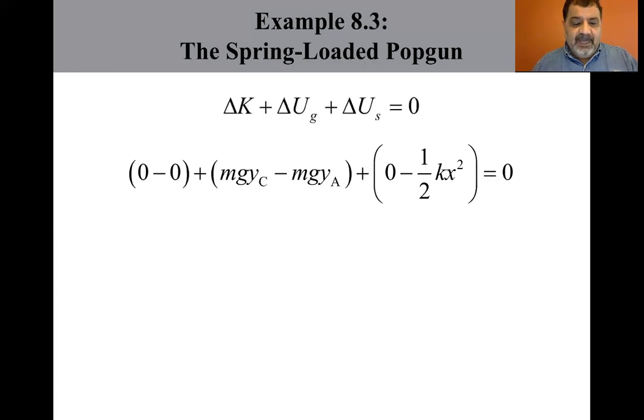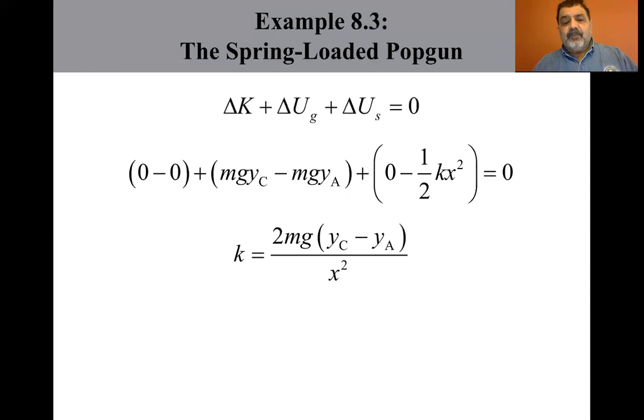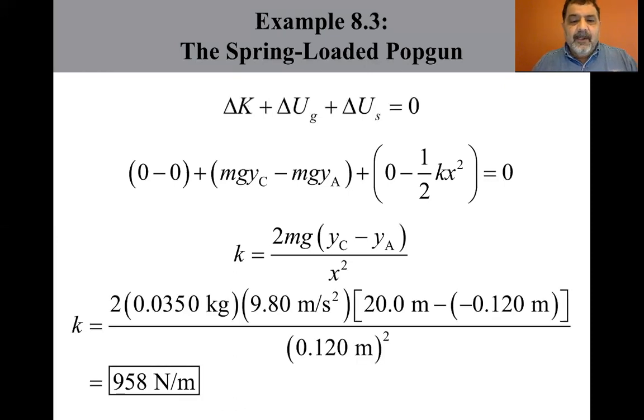We solve for k, and we substitute numerical values, and you get 958 newtons per meter. I think I actually got a little bit different value because I didn't include the 1.2 meters because I took it as 0, but no, I'll go with what the author says.